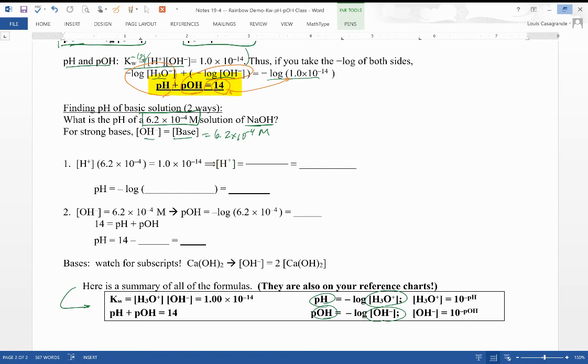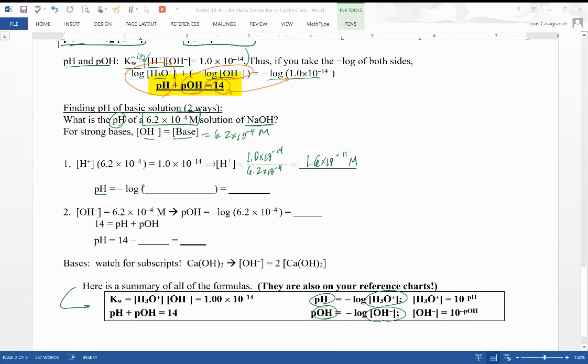In the first way, I'm going to take the H plus concentration from the hydroxide concentration. I'm going to calculate the H plus concentration by taking the 1.0 times 10 to the minus 14 and dividing it by my 6.2 times 10 to the minus 4. So taking the hydroxide concentration and dividing that into the Kw expression, I'll get 1.6 times 10 to the minus 11 molar. So that would be my concentration of the hydrogen or hydronium ion. Then I want to know the pH. I'll show you how to do the pOH too in a moment.